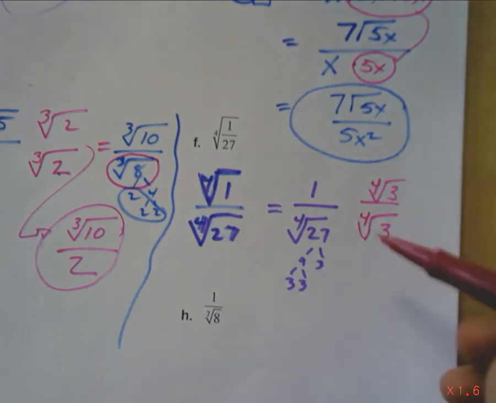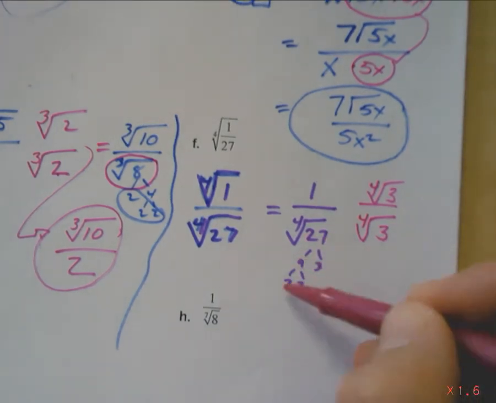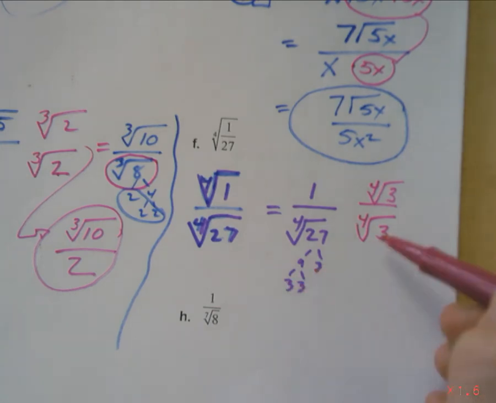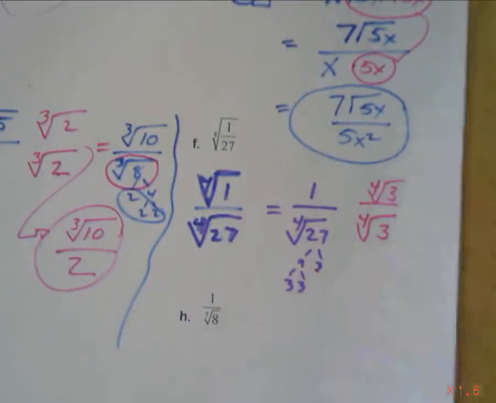Does everybody understand why I'm choosing just 1 3? I broke down 27 to 9 and 3, 3 and 3. I got 1, 2, 3. I needed 1 more to make a group of 4.